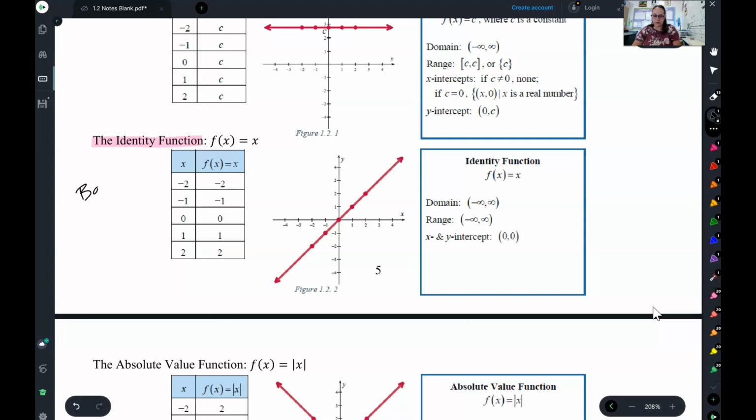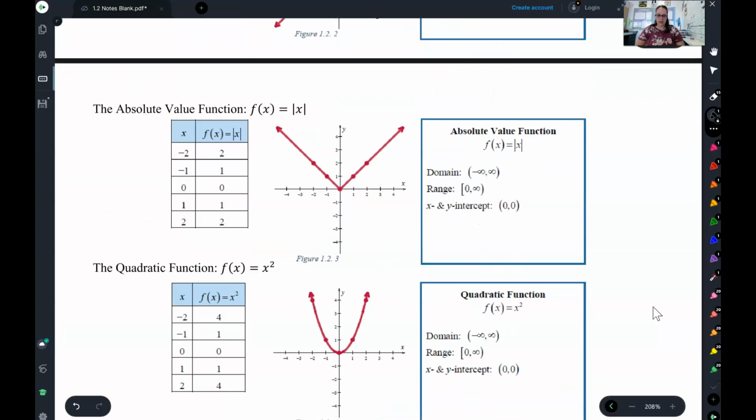Next we have our identity function, which is our basic linear function. That's usually what I'll refer to it as. It's the most basic linear function out there. F of x equals x, or y equals x. Gives you that diagonal line.